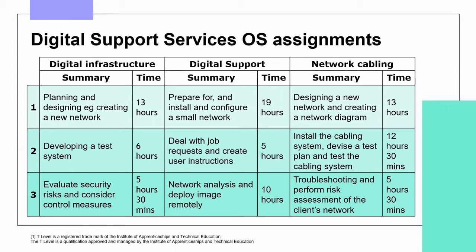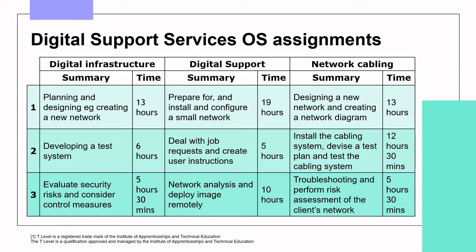For the digital support occupational specialism, the first assignment is about the preparation involved in configuring a network, and then installing and configuring that network. The second assignment is about dealing with job requests, including prioritizing and justifying these choices and taking appropriate action. Students will also create instructional documents for users, for example, documents relating to carrying out a display screen equipment workstation assessment.